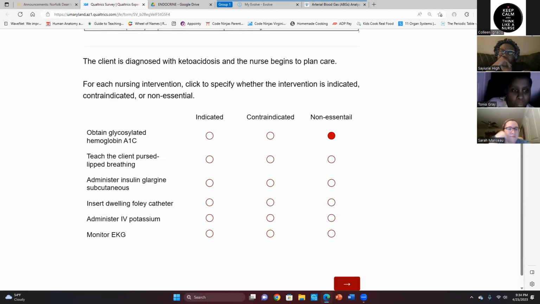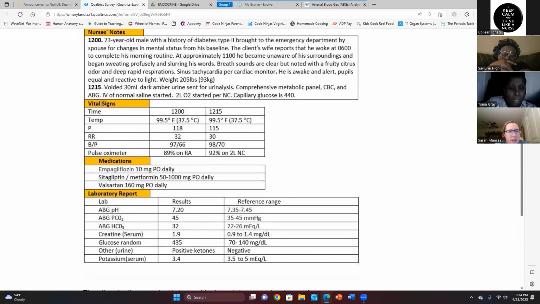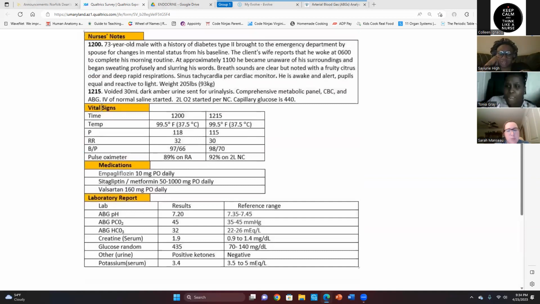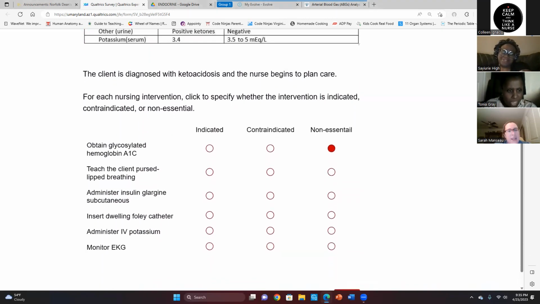Okay, so teach the client pursed lip breathing. For what? Think about it, this is a respiratory question. The respiration is high, right? So I'm thinking indicated, maybe to get him to calm down, to breathe, to get it out. Would this help the patient? Would it help the patient if I do this right now? Yeah, it would slow his breathing down. Okay, so you're saying that it's indicated.